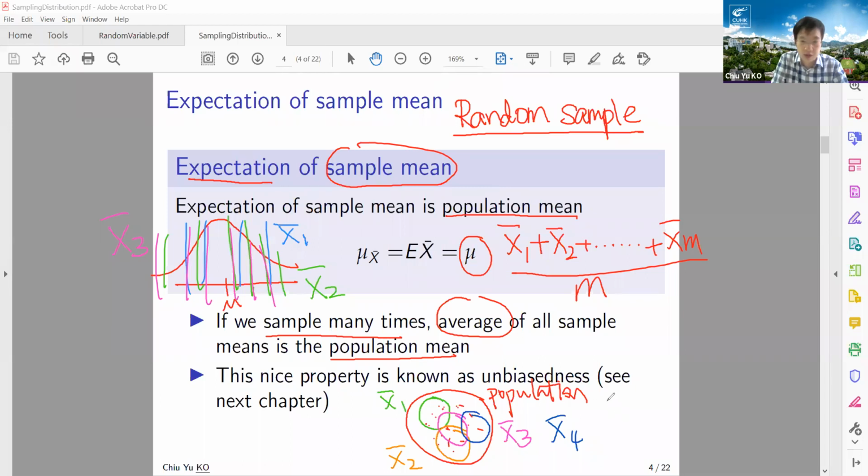The whole population has the population mean mu. What we are saying is that the average of all these sample means, no matter what the sample size is, will give you the population mean. We will talk about this in the next chapter. This nice property is called unbiasedness, which means that on average we are hitting the target.